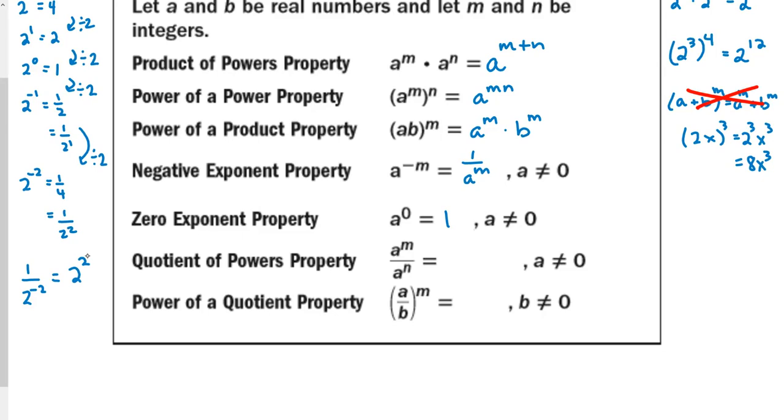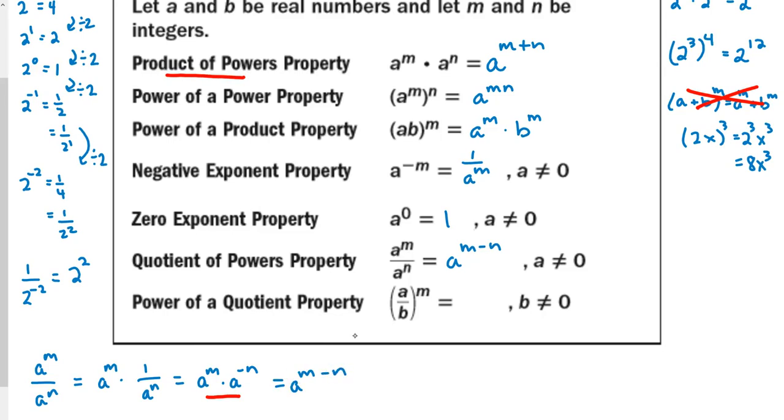The quotient of powers property: if you have a to the m power divided by a to the n power, that's the same as a to the m minus n power. We could use what we had just done to understand that. So let's say you have a to the m divided by a to the n. Well, we've just learned that dividing by a to the n is the same thing as multiplying by a to the negative n. And then if we use our product of powers property and add those exponents together, we get a to the m plus negative n, so a to the m minus n. So once you have a few of these properties, you can develop the other ones from those.